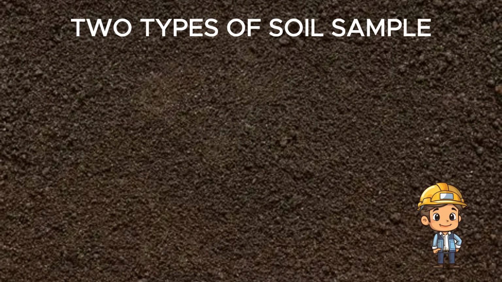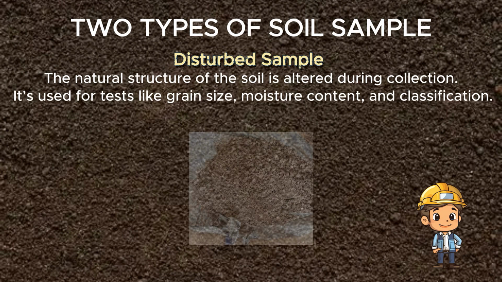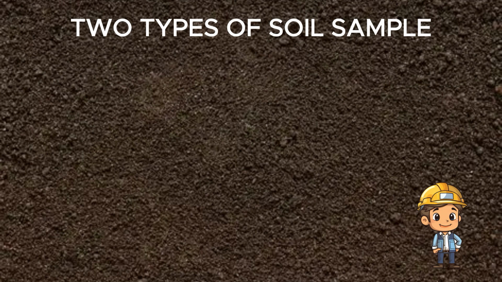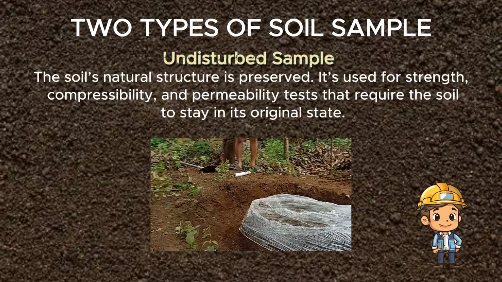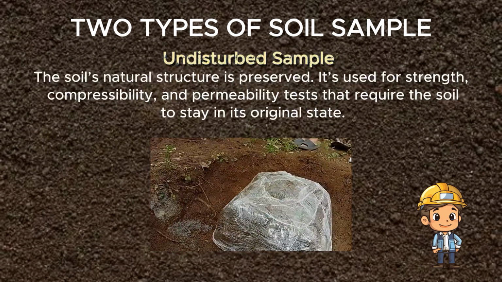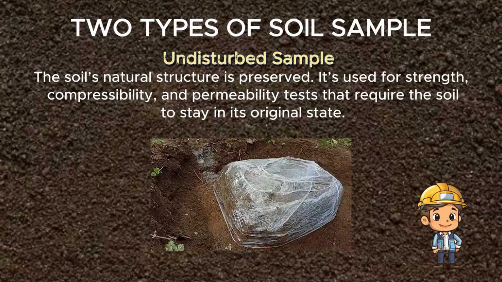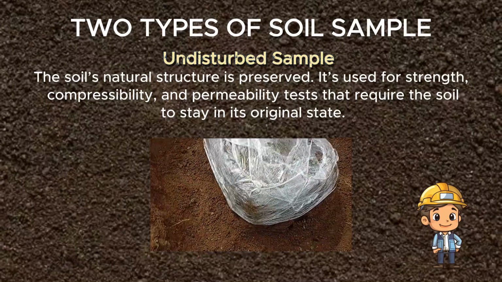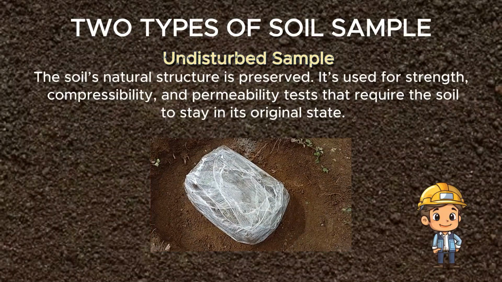Two types of soil samples. The first one is the disturbed sample. The natural structure of the soil is altered during the collection. It is used for tests like grain size, moisture content, and classification. And the other one is the undisturbed sample. The soil's natural structure is preserved. It is used for strength, compressibility, and permeability tests that require the soil to stay in its original state.